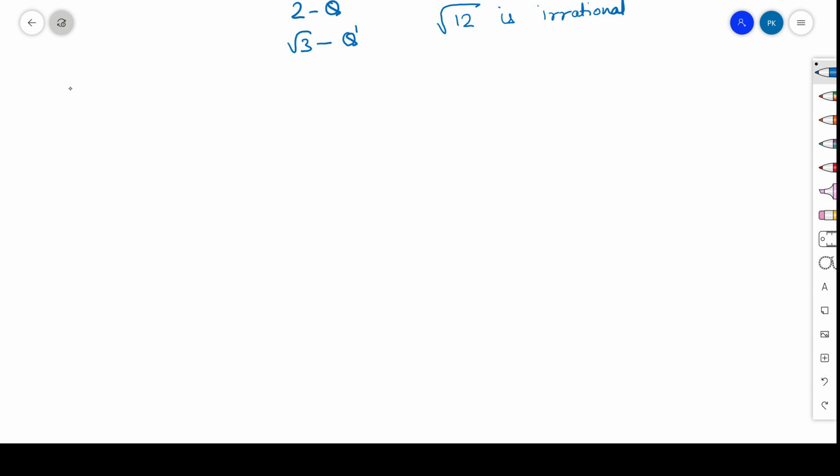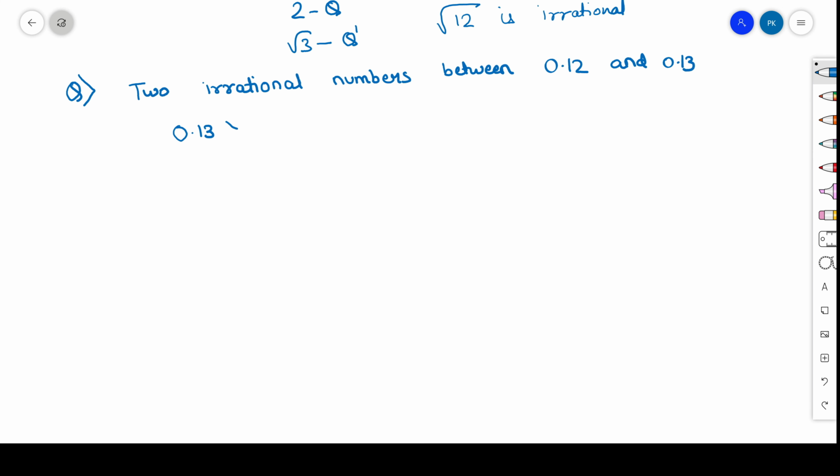Now in the next question, we need to find two irrational numbers between 0.12 and 0.13. Now, we know that 0.13 is greater than 0.12. Now, just imagine a scenario if we did not have to find an irrational number and we had to find rational numbers. This we have done earlier, if you remember, in our previous class. So, if we had to find rational numbers instead of irrational numbers, how we would have done? Let's have a quick revision of that as well, because we have similar questions in rational number as well.